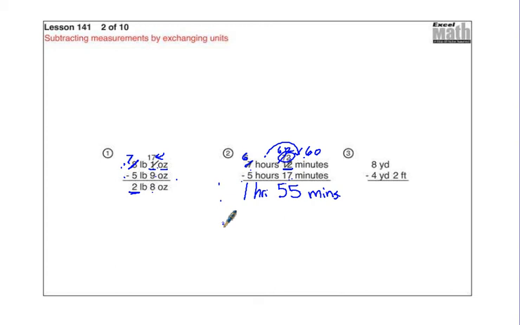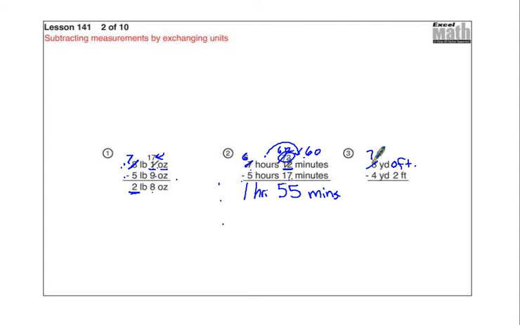This problem says 8 yards with no feet next to it minus 4 yards and 2 feet. You can't do nothing take away 2 and write a 2 down here. If you wrote a 2, you're not getting it. This is the same thing as having 0 feet right here. So I'm going to have to regroup and make that 7 yards.